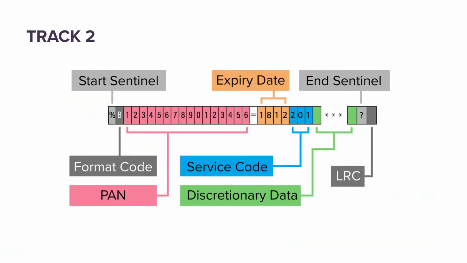Track 2 has a subset of that data. It still contains the PAN because the PAN is the most important item to allow for the processing of the transaction, but it also has other data, such as the service code, the expiry date, as well as discretionary data as well.